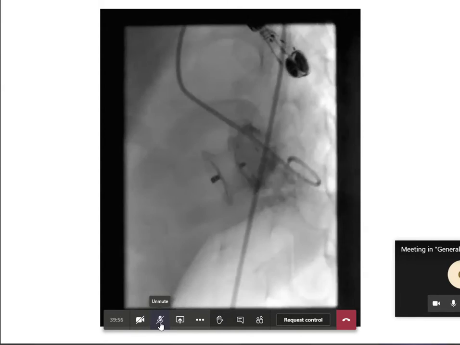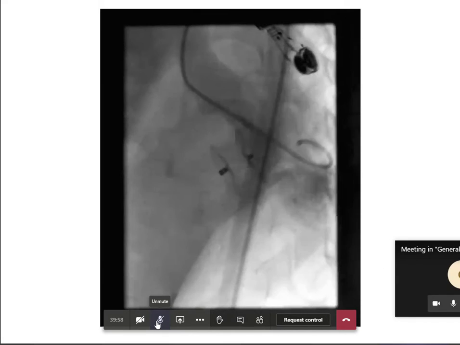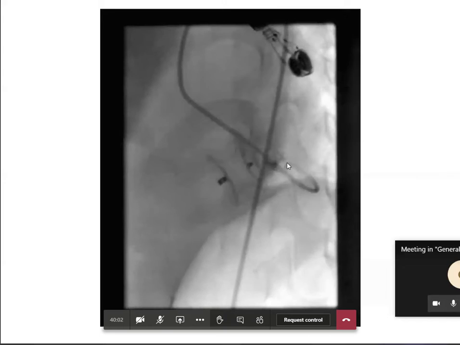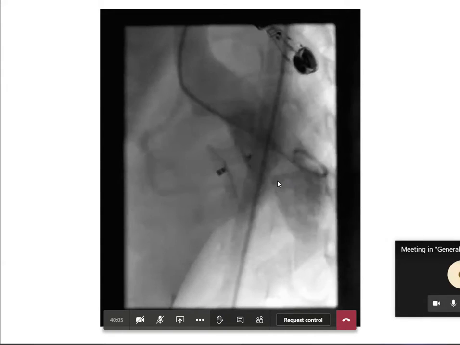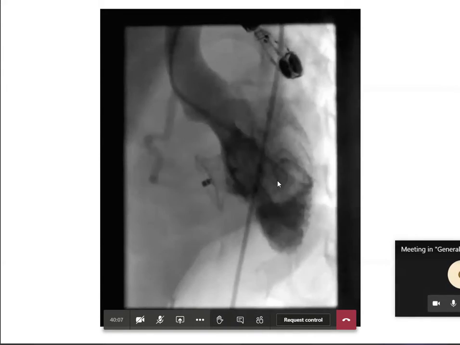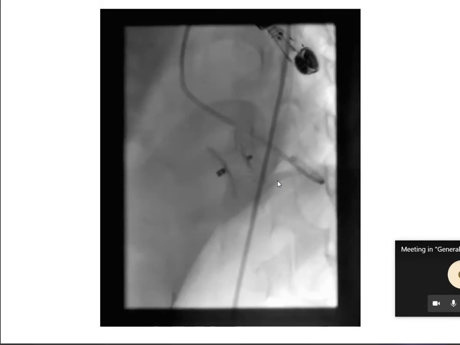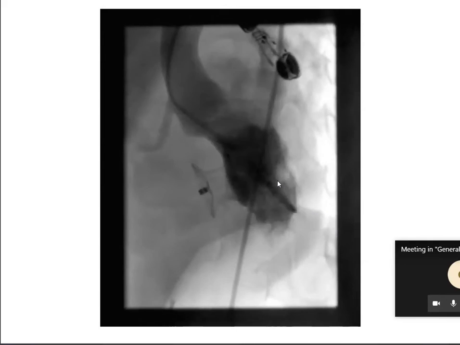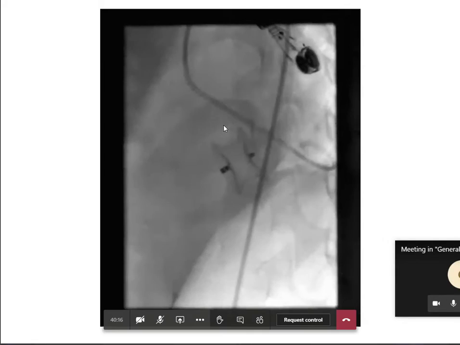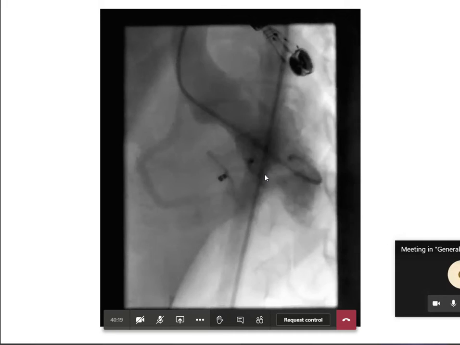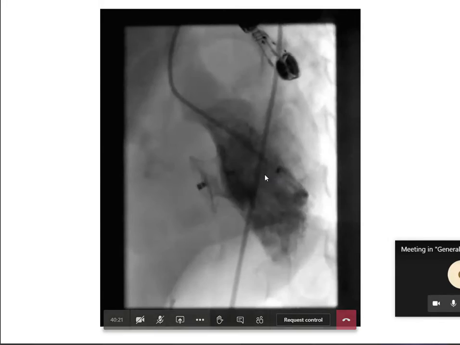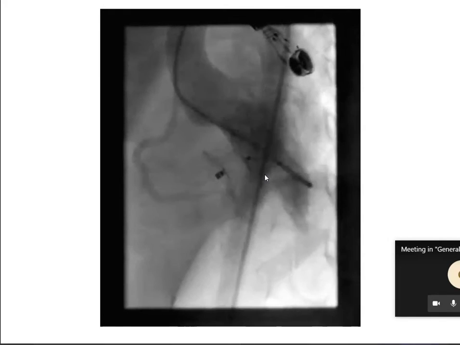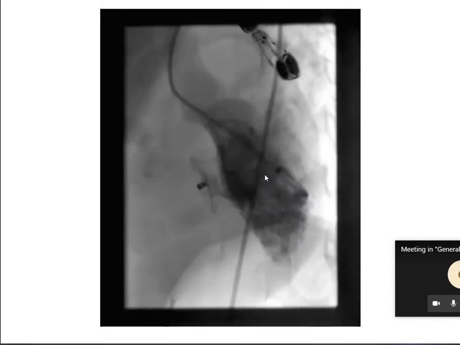Then there is a device seen, sir. It's probably a closure of a muscular VSD. Okay. Why do you say muscular VSD? It's away from the aortic cusp, sir. First of all, the location is away from the subaortic region, and the device looks like a muscular VSD device.